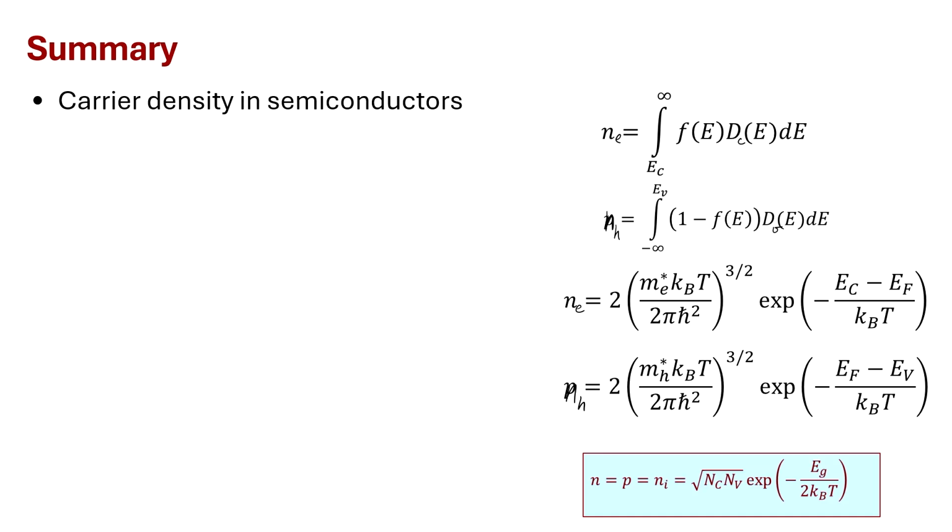And we know that for an intrinsic semiconductor, Ne is equal to Nh, which is equal to Ni, and this is nothing but the square root of Nc Nv into exponential of minus Eg divided by 2kT. We can also plot, now you can revisit the plot that we made earlier.